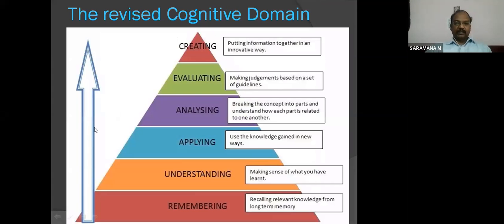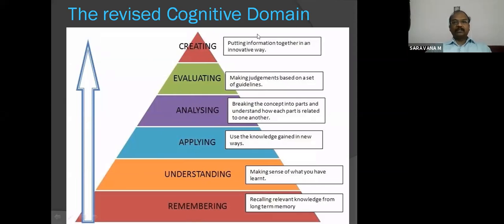So knowledge has been revised to remembering. Comprehension is revised as understanding. Application is applying. Analysis is analyzing. Synthesis is evaluating, and evaluation is creating. And this has been revised by his team members after a few decades.